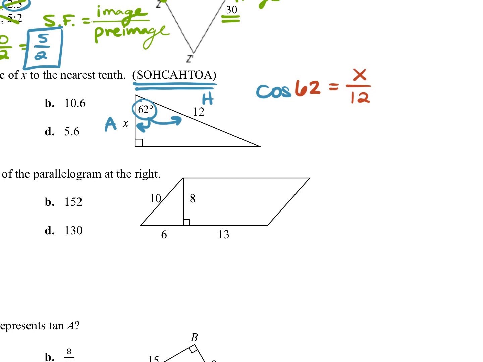Okay, so you're here. How do you get x by itself? Multiply by 12. So multiply by 12 here, and that makes that 1. But whatever you do to one side, you have to do to the other. So this is what you should plug in. Plug that into your calculator and tell me what you get.